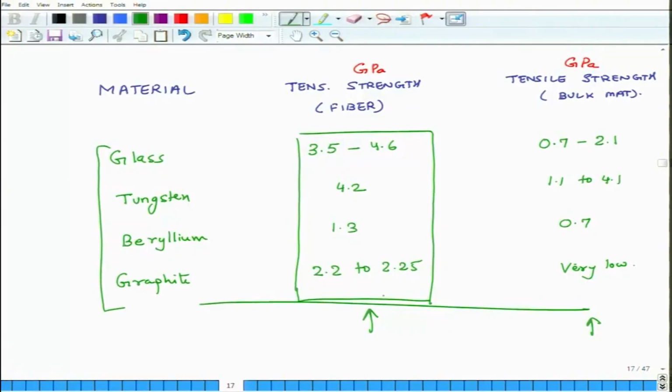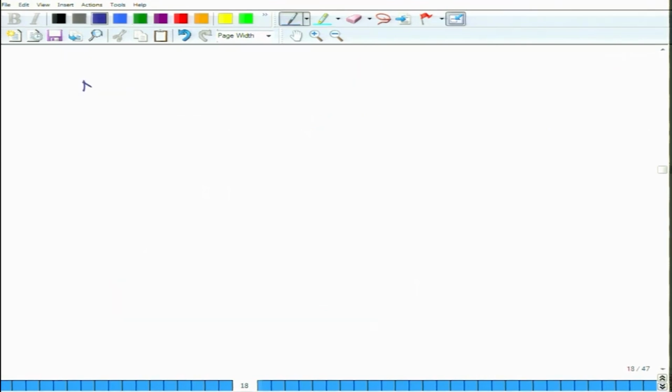So, the question is, why is it that these fibers are stronger and bulk material is not? And the answer to that lies in the structure of materials. So, we will consider two types of materials. The first is non-polymeric materials.